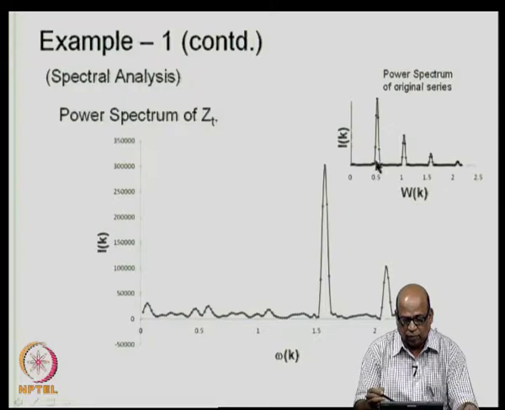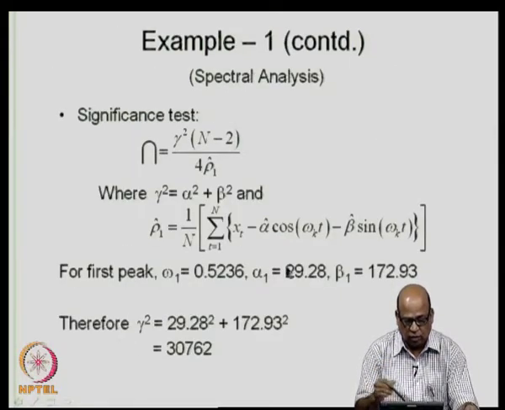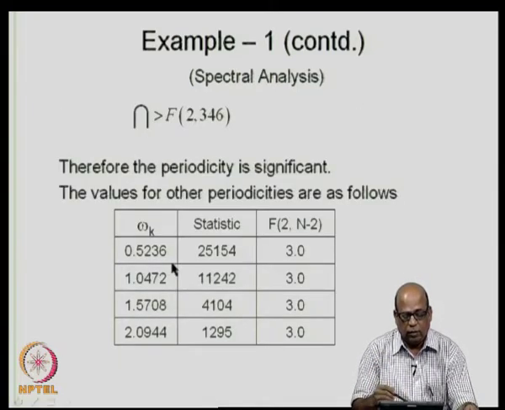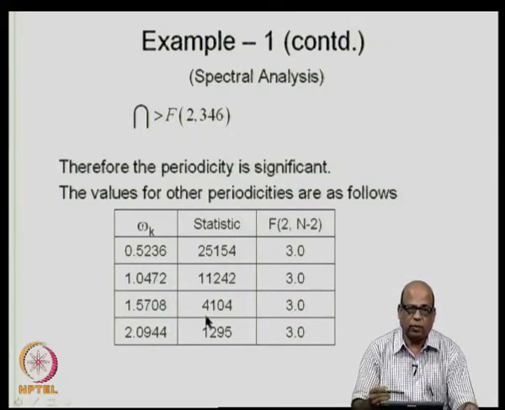As you can see here, after the first peak you have a second peak corresponding to omega 2, and this value corresponding to omega 3, etc. So, these things also we examine one at a time. Remember here, this statistic is written only for a particular value of omega. So, every time you test one periodicity at a time. When you do that, you will get values of the statistic like 11,000, 4,000, 1295 and so on. So, all of these are much above the critical value of F, and therefore, they are all statistically significant.